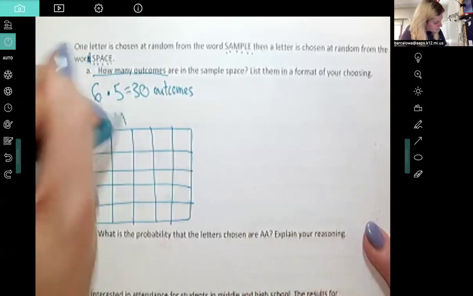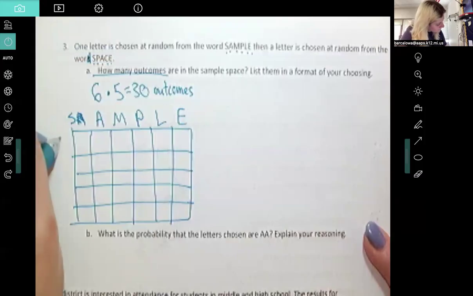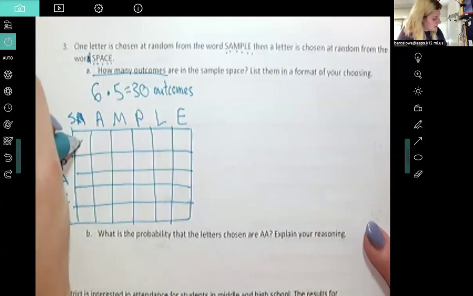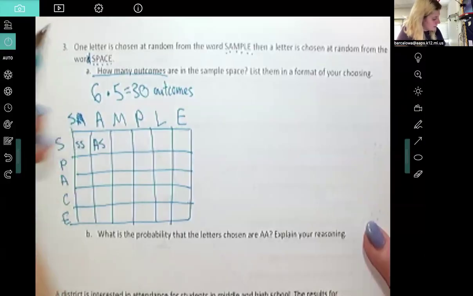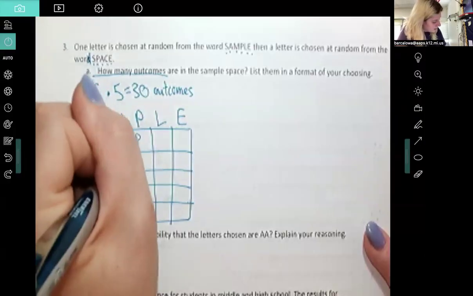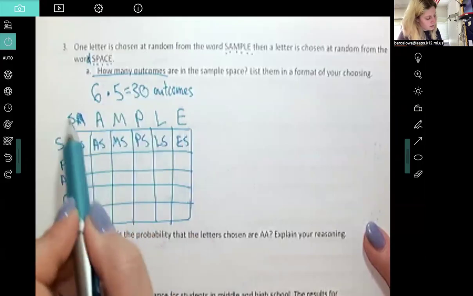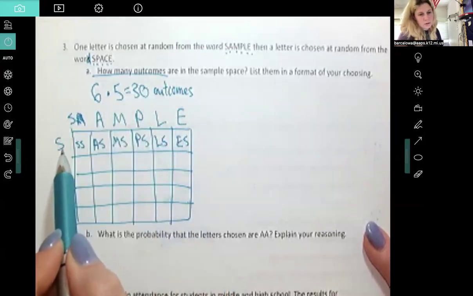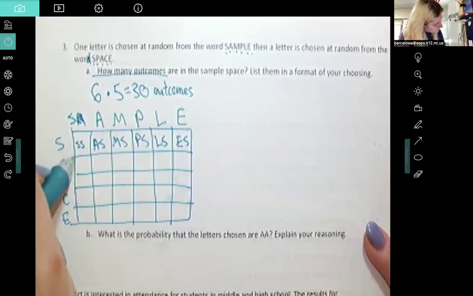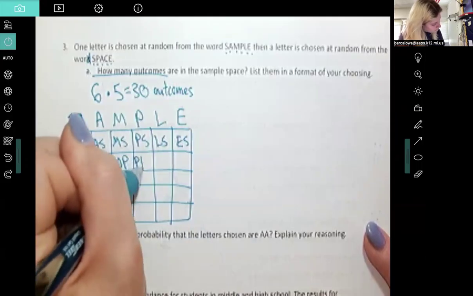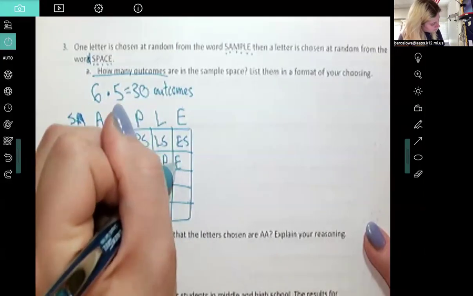S A M P L E, S P A C E. All right, I could choose S and then S, so SS. I could choose A and then S: AS, MS, PS, LS, ES, right? My first event is choosing a letter from here, and my second event is choosing a letter from space. So this would be S P, A P, M P, L P, E P.